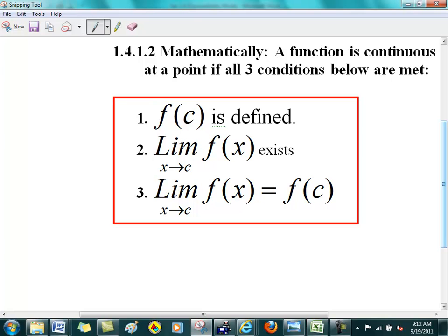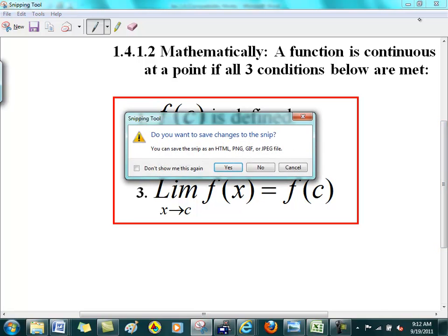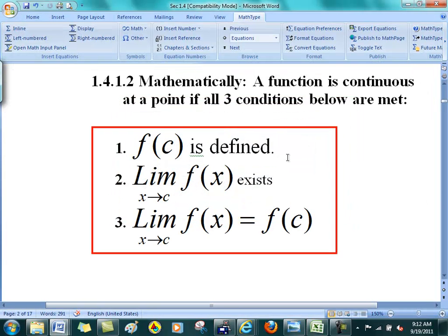And then the third criteria is that if the limit exists, then it's got to be equal to the function value. Okay? All right, so this is math. Then what's another way of explaining things?